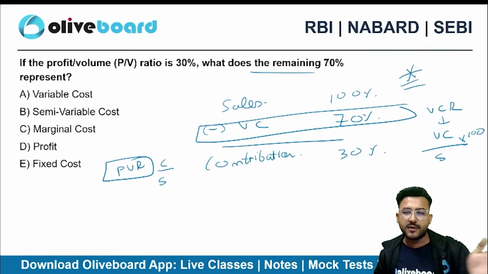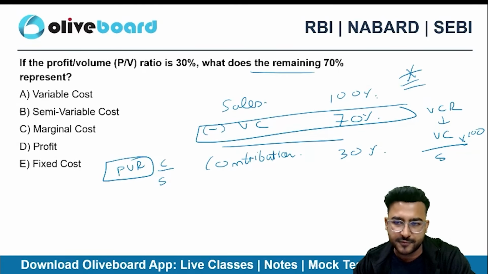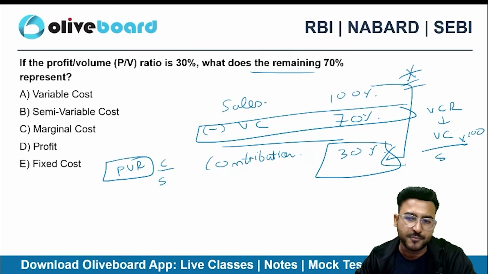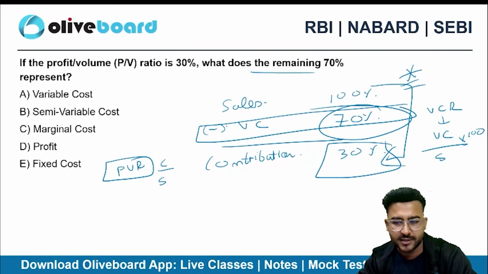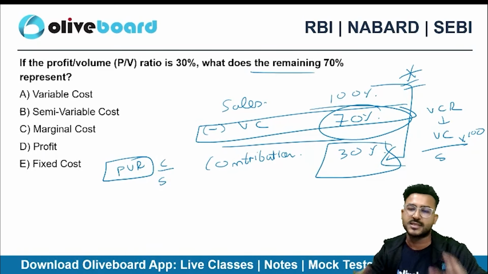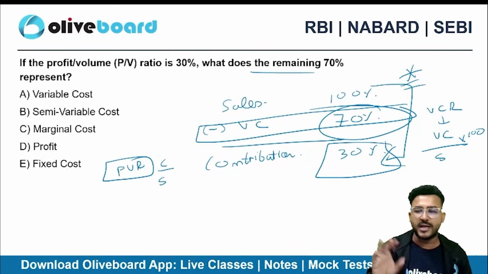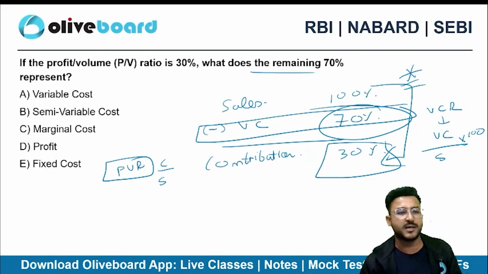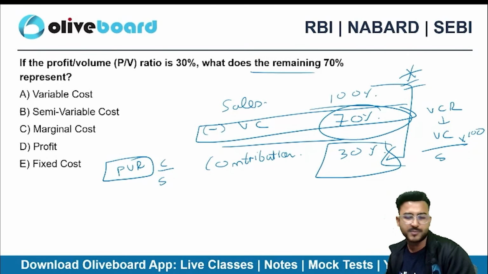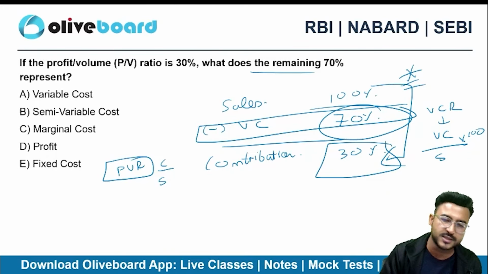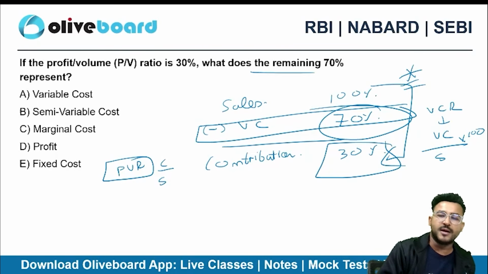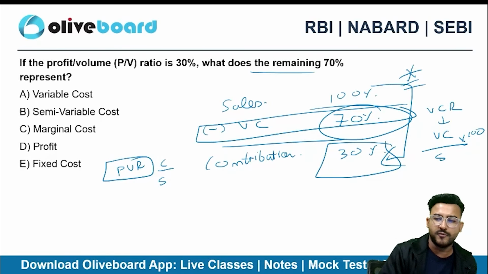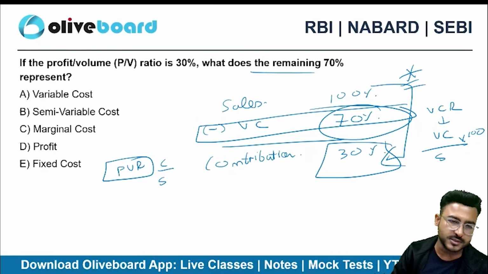Why? Because whatever is left, if I deduct PVR from sales, I'll get the variable cost, right? And in the statement of marginal costing, we don't have the word marginal cost, we have the word variable cost. So this becomes the apt choice. This becomes the perfect choice here. Why? Because in the statement of income as per marginal costing, I never use the word marginal cost, but we always use the word variable cost.